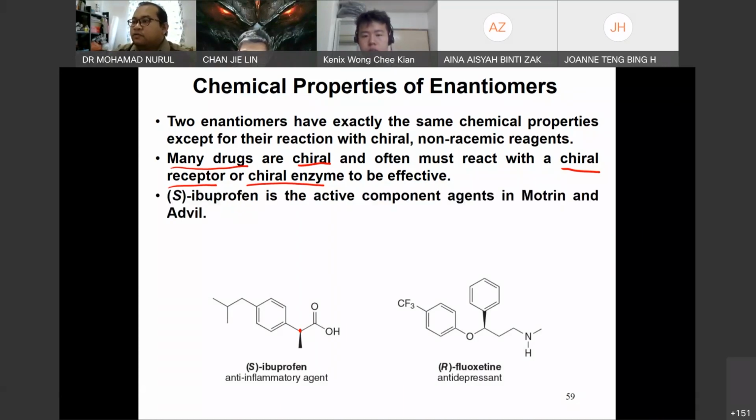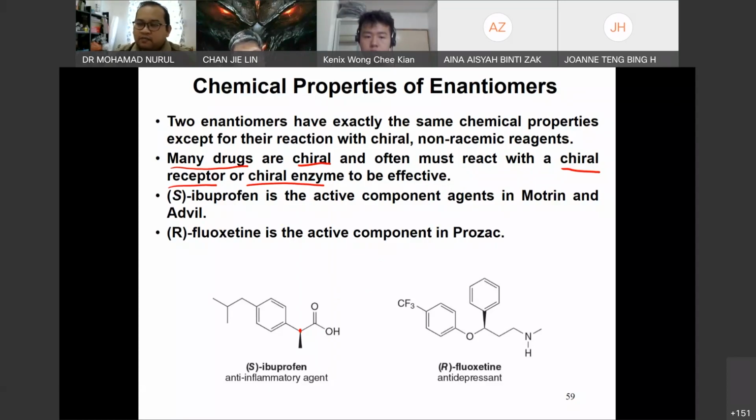For example, ibuprofen, an anti-inflammatory agent, its active component is sold as Motrin and Advil, which are other names of the drug. So this R-fluoxetine is an active component in Prozac. Prozac is an antidepressant drug, normally used for mental illness.